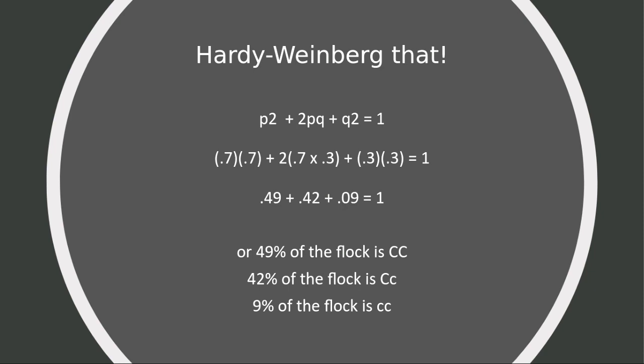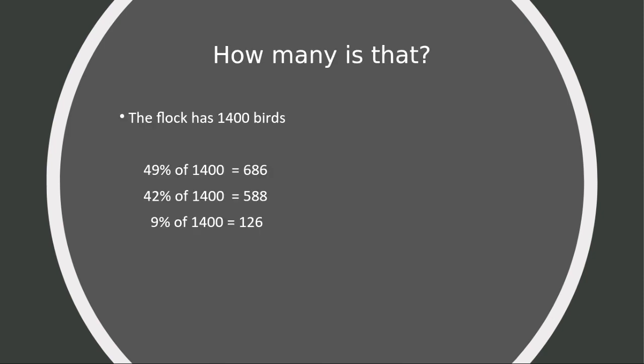So rendering that into percentages, what that tells us is that 49% of the flock is homozygous dominant, 42% of the flock is heterozygous, and 9% of the flock is homozygous recessive. And so those are percentages, not how many. So we have to then use our total number of birds to figure out how many. So for P, 49% of 1,400 is 686 birds.